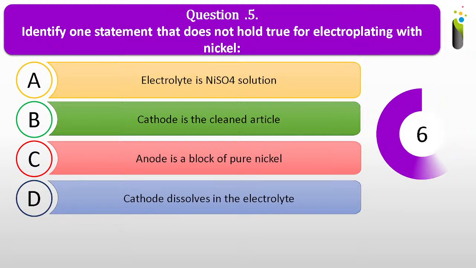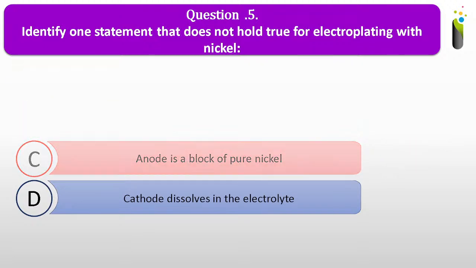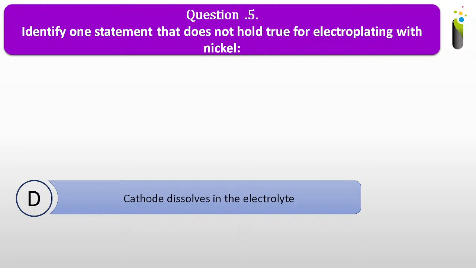So what should be the answer for this? One statement that does not hold true for electroplating with nickel. And the correct answer for this question is D. Cathode dissolves in the electrolyte is not a true statement for electroplating with nickel. Coming to the next question, number 6.